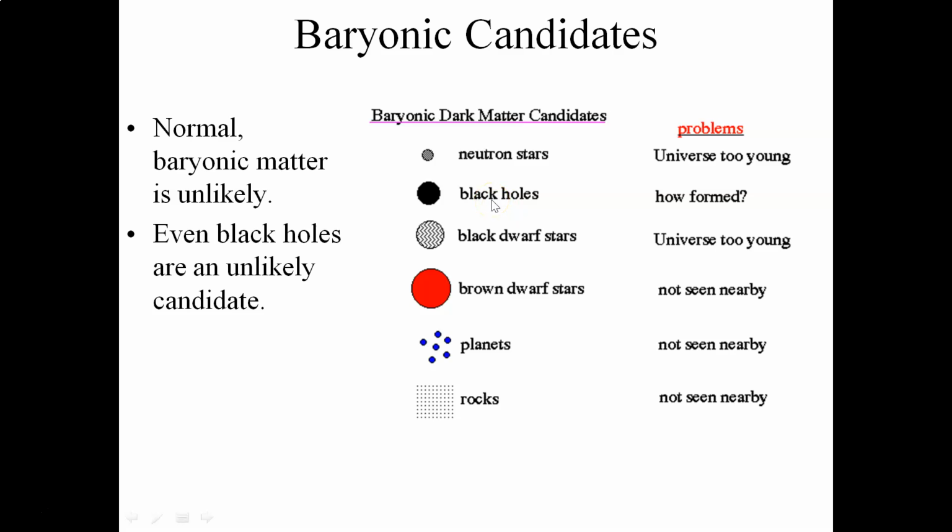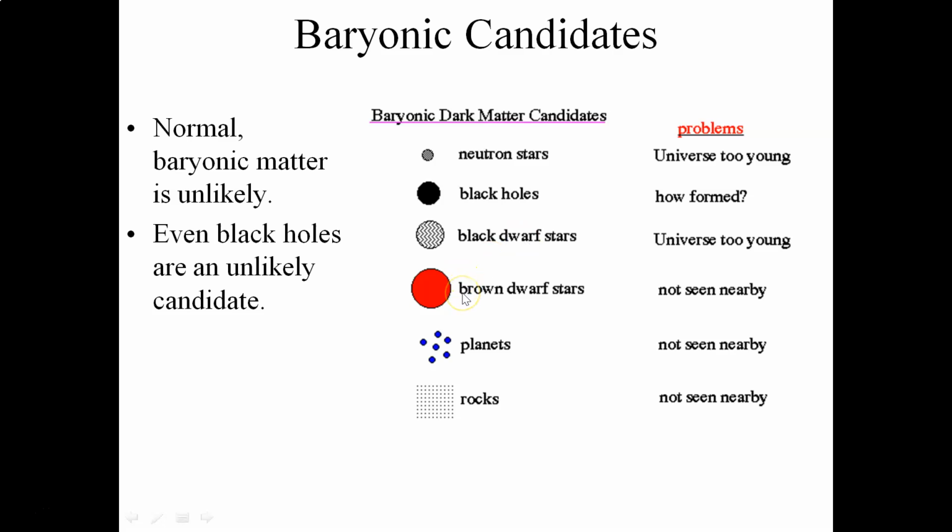Same thing with black holes. Maybe all of the dark matter is made up of black holes, but once again, you have to make all of those black holes. How do you form them? The universe is too young for that to occur. Another hypothesis is that the cooled down remnants of white dwarfs, what are called black dwarfs, might make up the dark matter. But once again, the universe is too young to form black dwarf stars, so black dwarfs cannot be the dark matter.